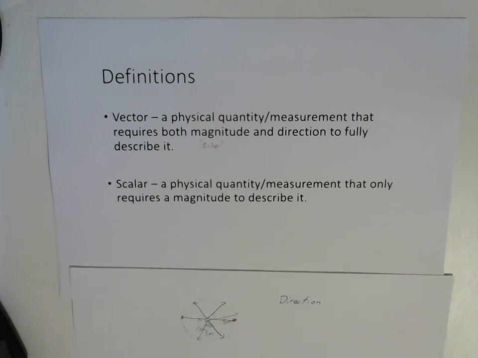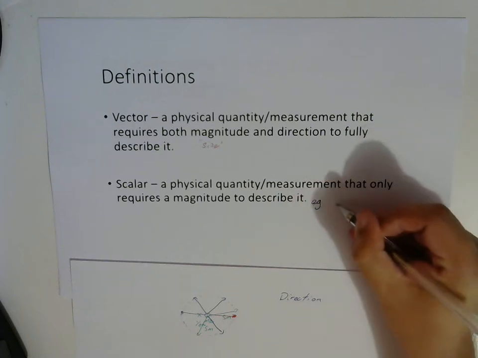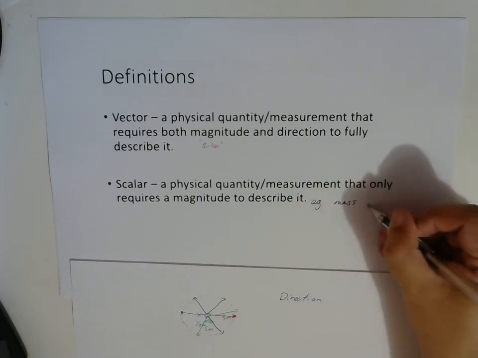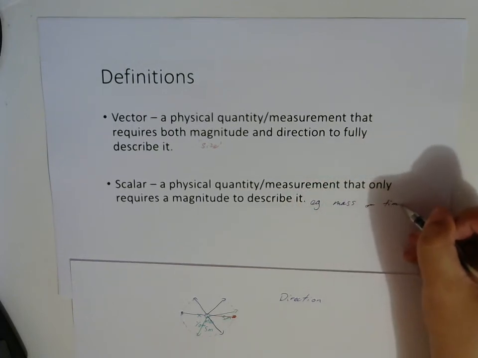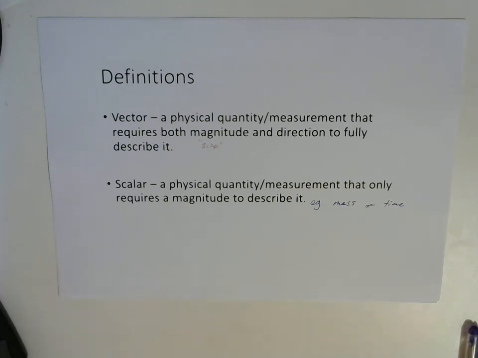So as I said before, mass and time, these are both examples of a scalar, because we don't say 10 kilograms of potatoes northwest. We just say that the potatoes have a mass of 10 kilograms. We don't say that it took 2 hours east for the movie. We just say that the movie is 2 hours long.